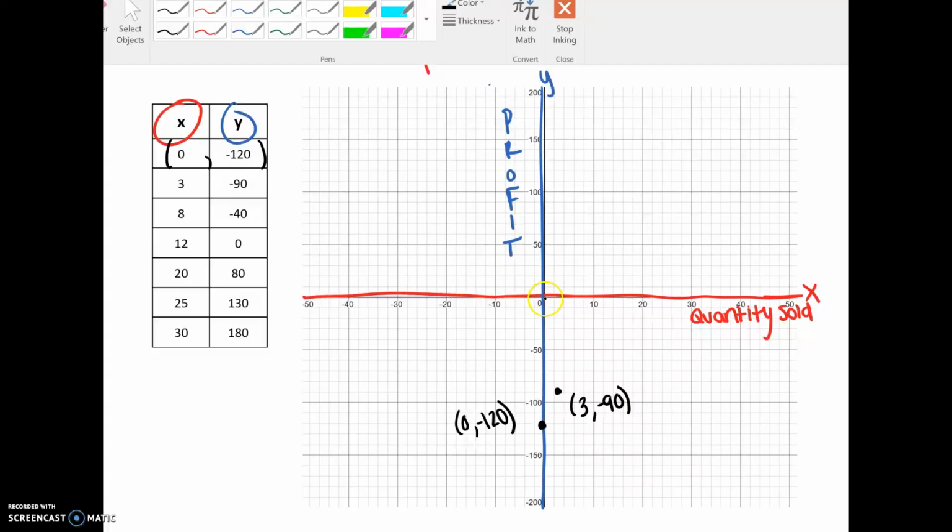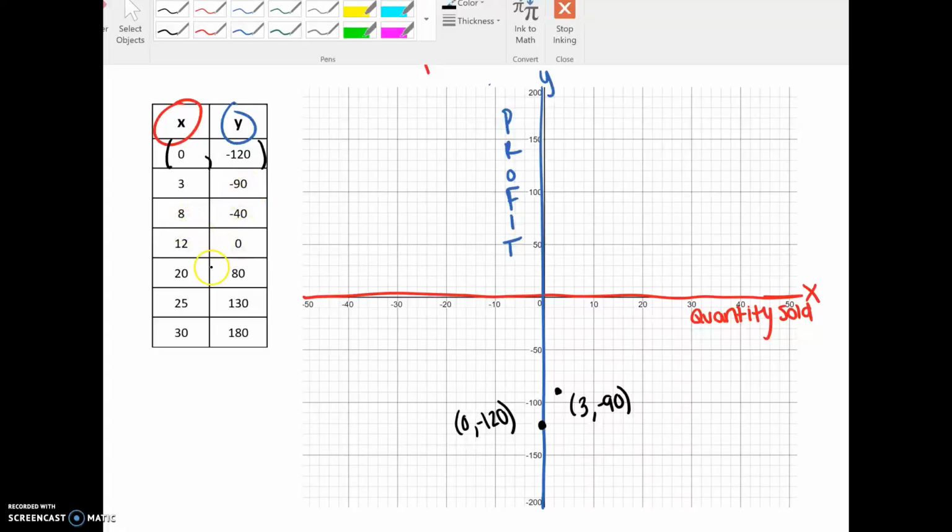So a couple key takeaways. Again, your x distance moves left or right. You go right if it's positive, left if it's negative. Our y distance moves up or down, up if it's positive, down if it's negative. And the points have to work together. So you have to move 3 and negative 90 and then plot your point.